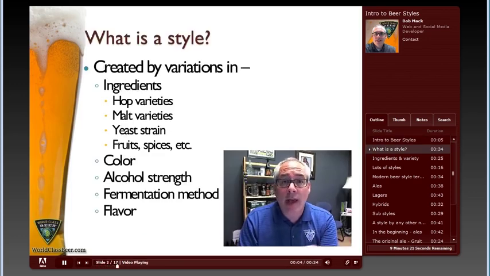What is a beer style and why do we have them? Well, beers can vary dramatically from one to the other, and styles are an attempt to describe those differences. These variations are created by differences in ingredients.